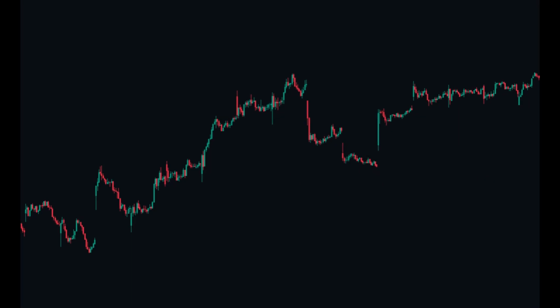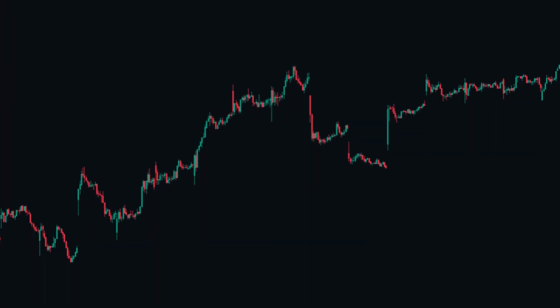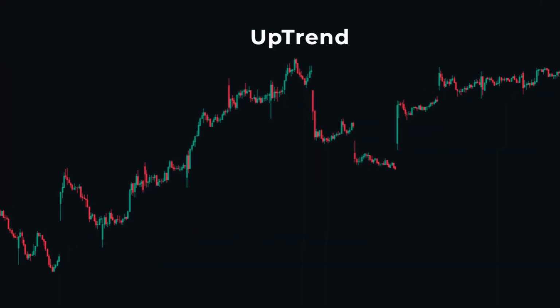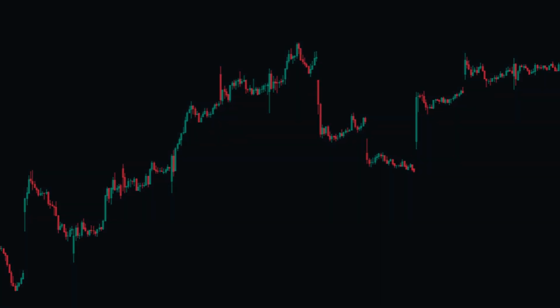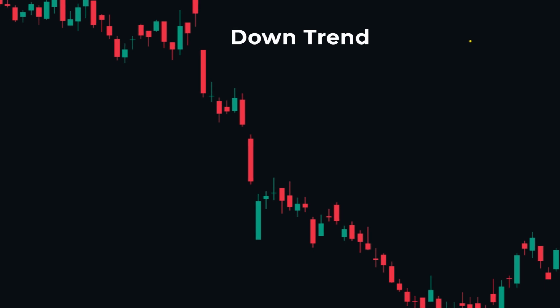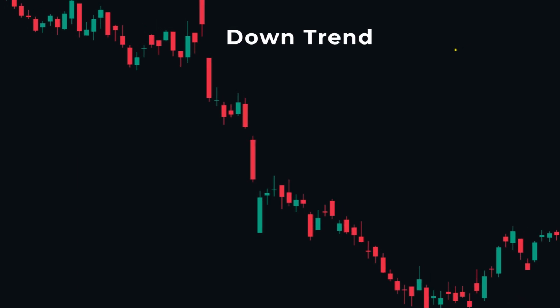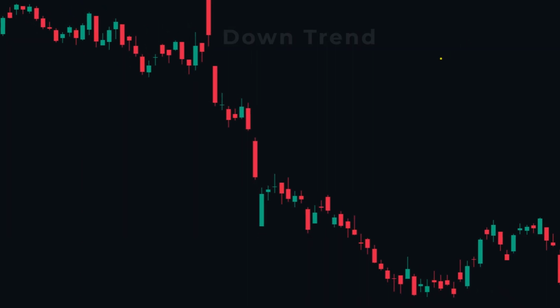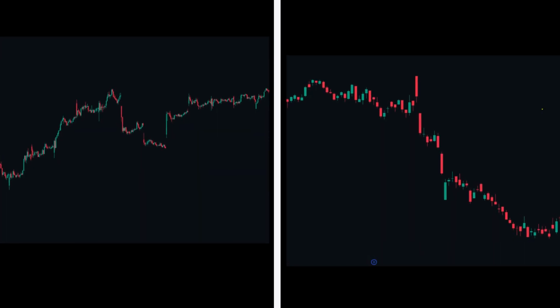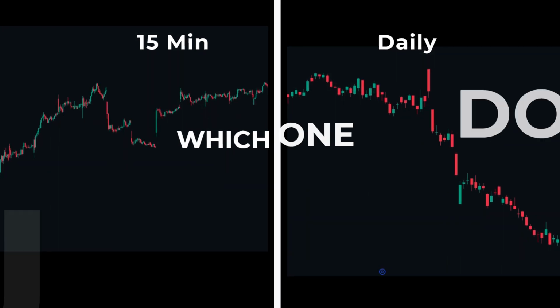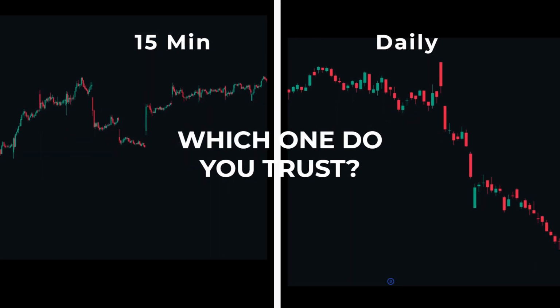Let me ask you a question. This chart looks strong. Higher highs, higher lows. Would you buy it? Let me show you in a different time frame. The same stock is clearly in a downtrend. Same stock, same day. So, which chart is telling the truth?